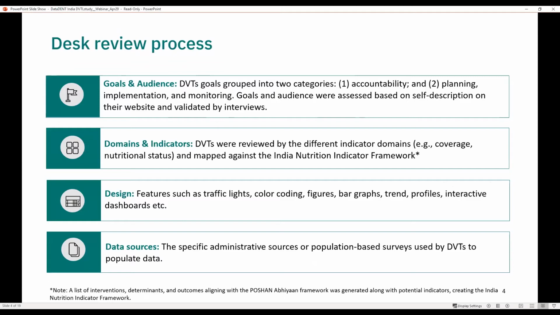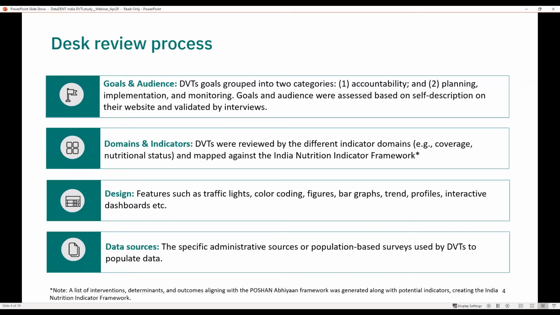Just to deep dive into the desk review process, we looked into goals of each DVT, which were grouped broadly into 1, accountability, and secondly, planning, implementation, and monitoring. By accountability, we mean DVTs that tend to focus more on outcome indicators and use color codings or ranking, and planning and implementation monitoring provides a range of data around input and coverage indicators that supports policymakers and implementers.